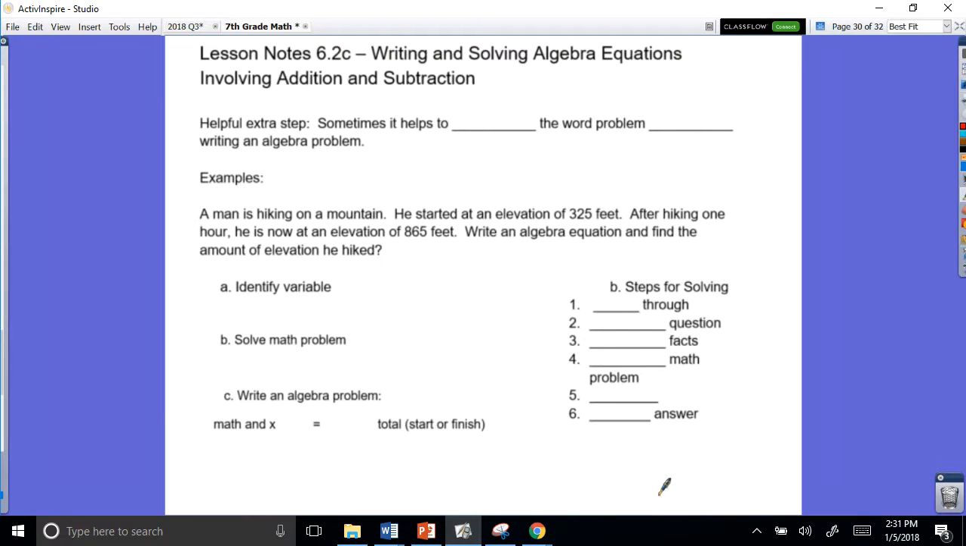All right, my little math friends, here we are. We're moving further into Chapter 6. Now we're on 6.2c, and what we are going to be doing is writing and solving algebra equations involving addition and subtraction, okay? The new thing that we're going to be doing is writing an algebra equation. Solving algebra equations, that's something we've already done. That's an old skill. The new skill is learning how to write an algebra equation.